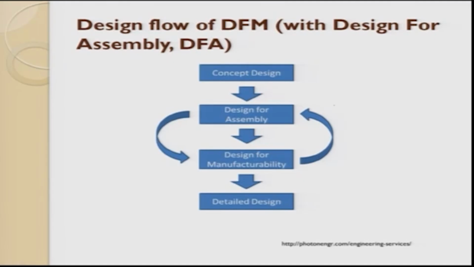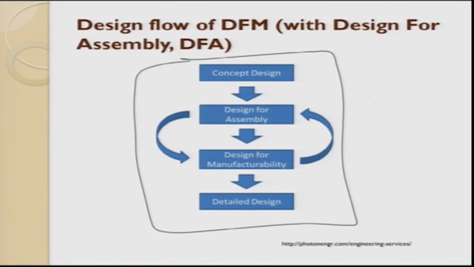So, I have put it in a schematic diagram: concept design, and then design for assembly, design for manufacturability, and then detailed designing. All these things are taken care of at the initial stage of the product life cycle, so that we listen to all the experts and then try to develop. And if you look at it, these arrows go back and forth, manufacturability and assembly go back and forth.